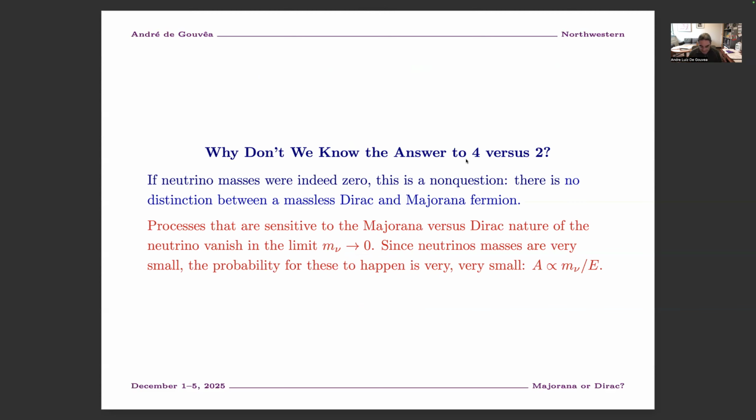And the reason for that is if the neutrino mass were 0, I wouldn't have been able to ask the question. There's no such thing as a Dirac massless fermion and a Majorana massless fermion. They're just a massless fermion. There's no distinction between one and the other.